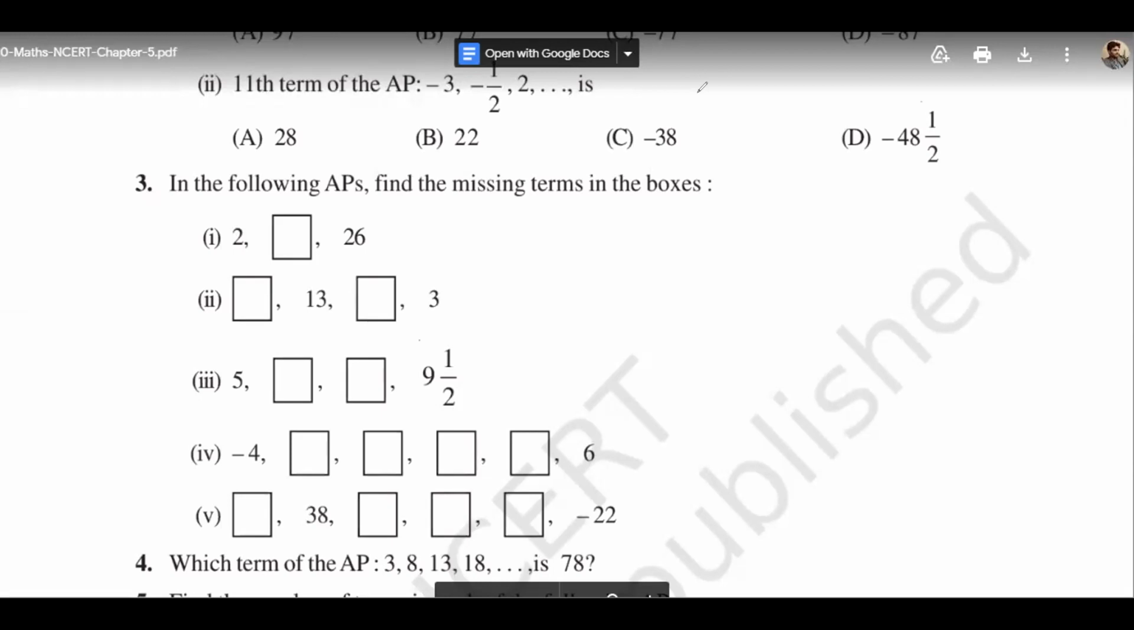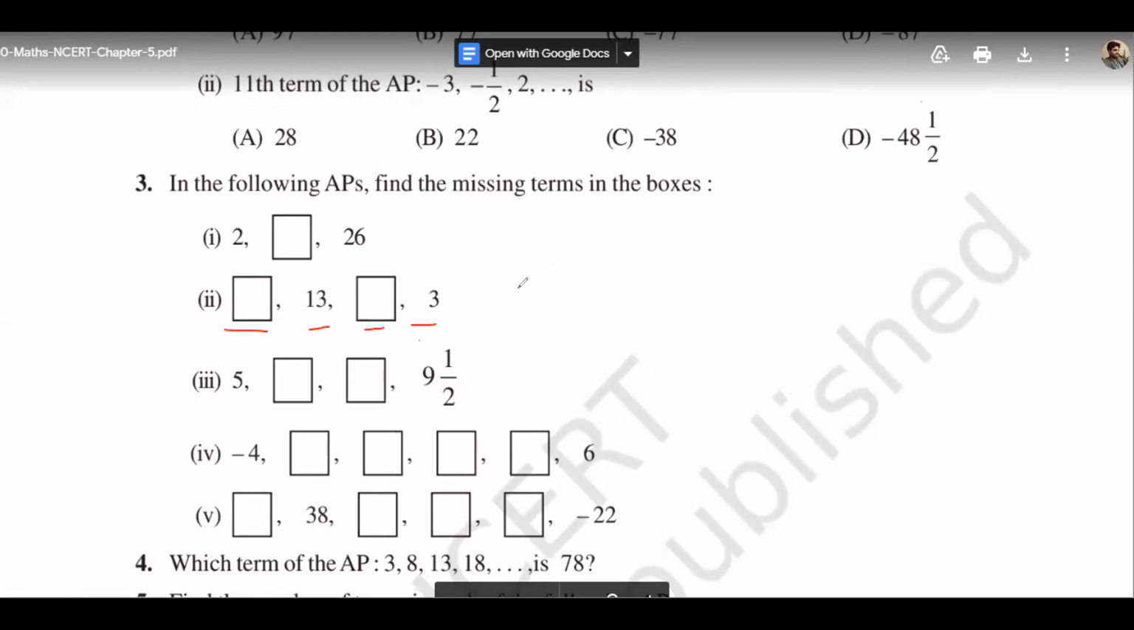Good evening, sir. Good evening, beta. How are you? I'm fine, sir. I was in the hospital, so. No, it's okay. So have you found out the values of these two boxes?